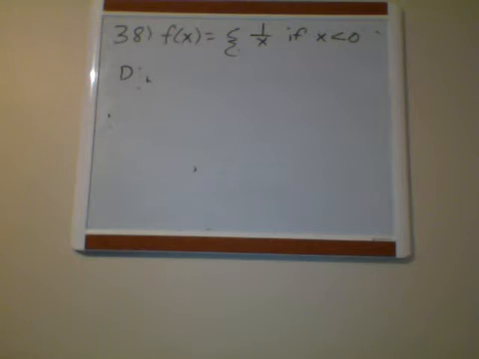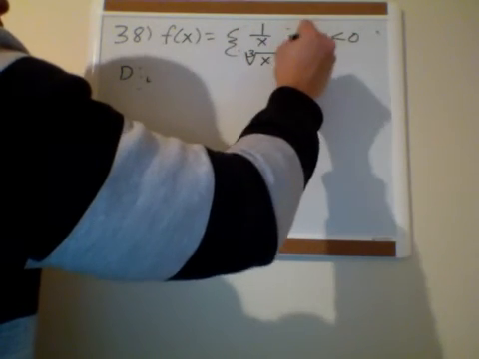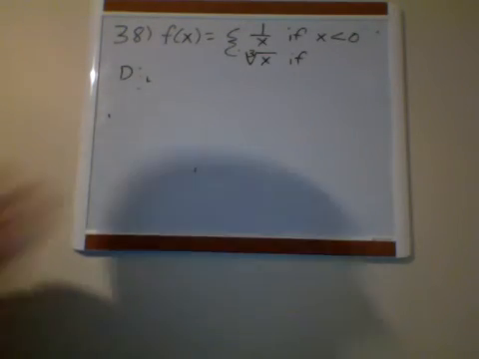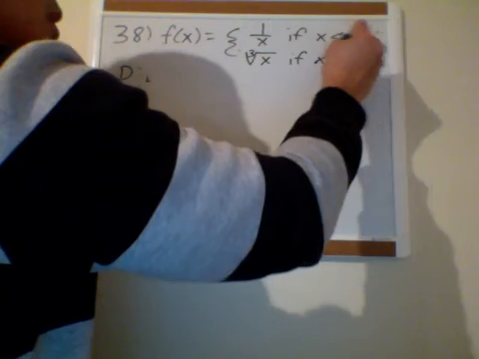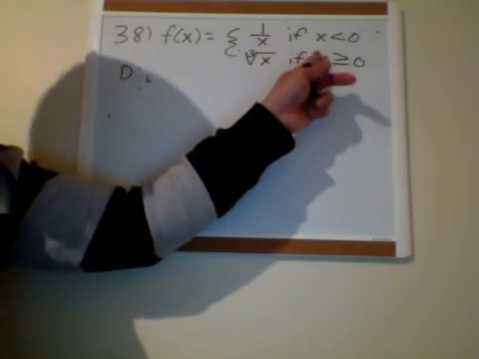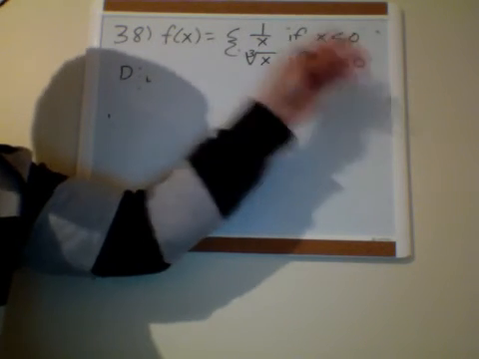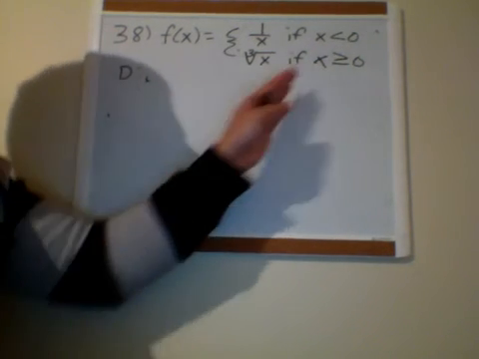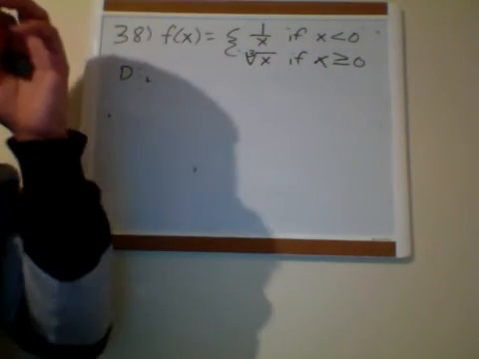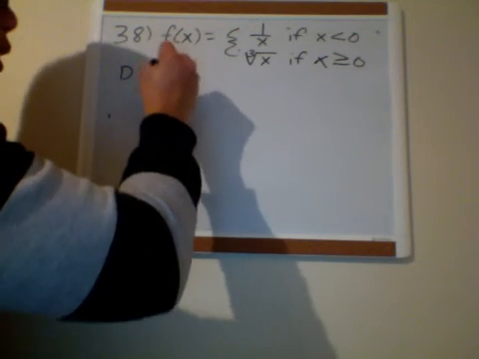And then I have the cube root of x if x is greater than or equal to 0. Okay. My domain here, I have it exists for the top part of the piecewise function. Any value less than 0 is in my domain. And on the bottom part, any value greater than or equal to 0 is my domain. That means everything is covered. So my domain is all real numbers.